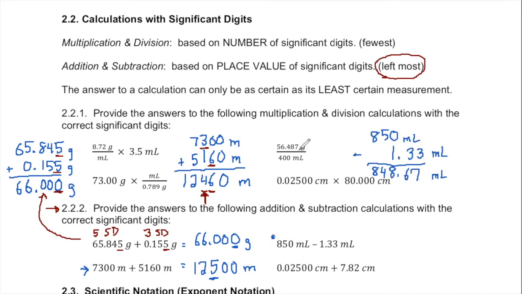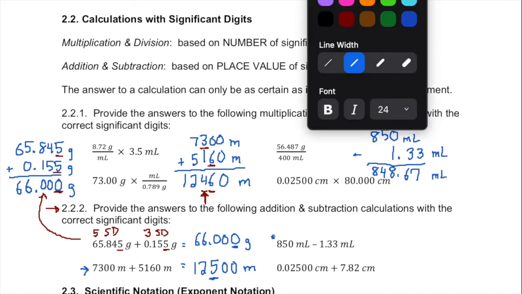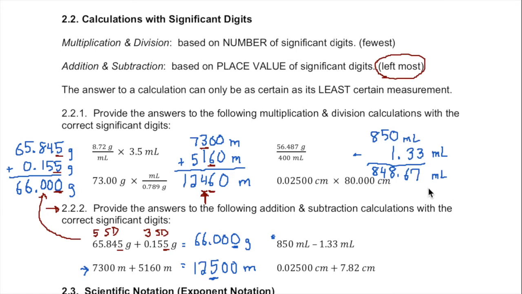For this next problem, we have a volume of 850 milliliters, and we are subtracting 1.33 milliliters from that, and the calculator tells me it's 848.67 milliliters. This first measurement, the way it's reported, is showing two significant digits. The uncertainty is in the tens place. This is plus or minus 10 milliliters.